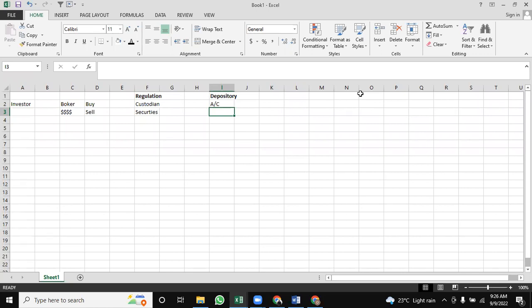So the first feature of an order-driven market is that your counterparty is unknown. Meaning if you're a buyer, you don't know who the seller is. If you're the seller, you don't know who the buyer is. Is this clear?